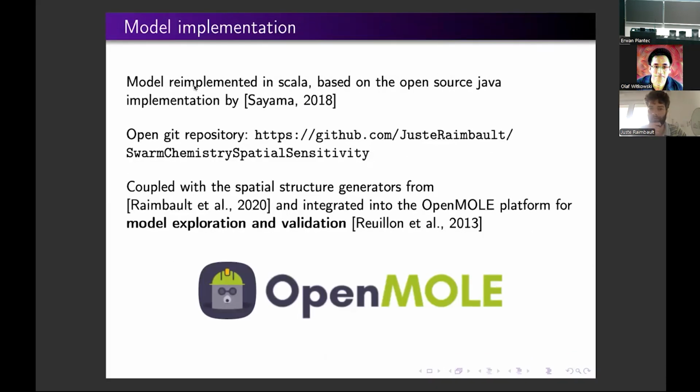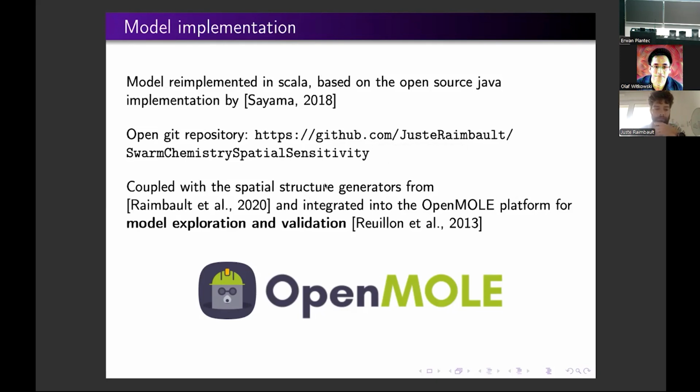So for the implementation of the model, starting from the open source Java implementation by Hiroki, it was re-implemented in Scala, mostly for practical reasons, because our library for the spatial structure generator is written in Scala, and it's also easier to integrate into the OpenMOLE software. And it's quite easy to rewrite Java in Scala. So it's a new implementation in Scala. You can check it in this repository.